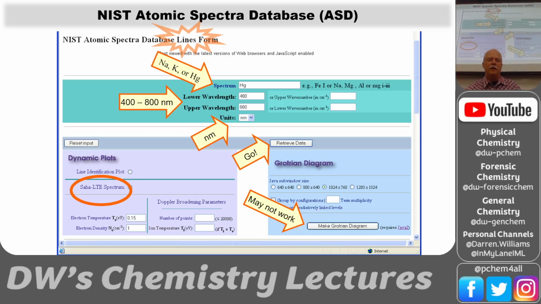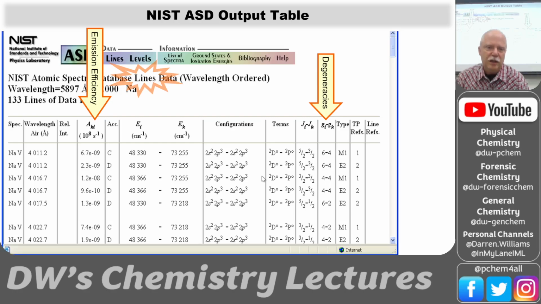So here's the form that you would fill out. This is set up for mercury. I've got the visible range, 400 to 800, and the units in nanometers. I put in some electron temperatures and so on to model the spectrum. Also, you can retrieve the data, and you can also make a Grotrian diagram. So you can play around with this. Here's the lines data, which is telling you the spectral lines.